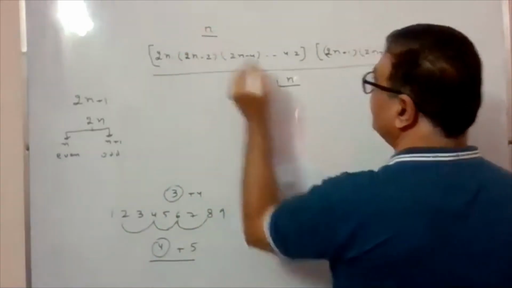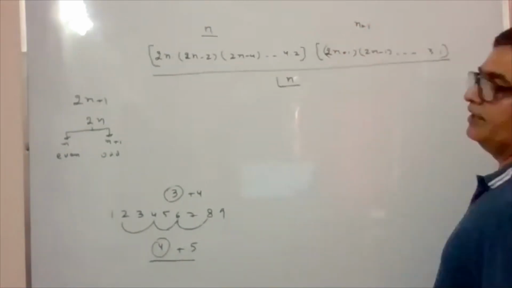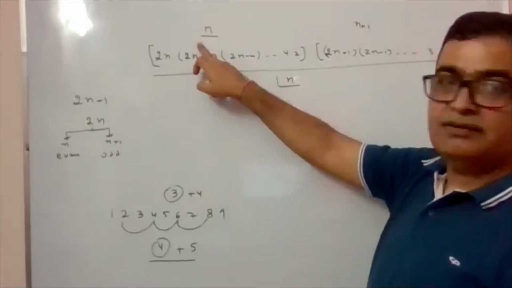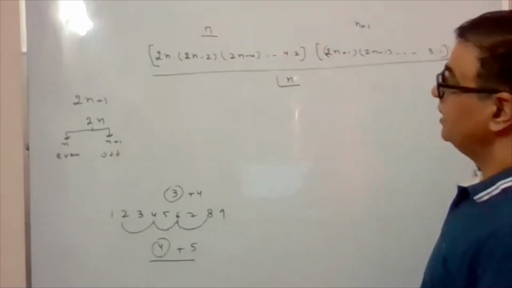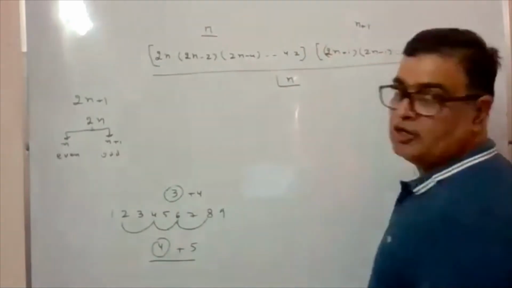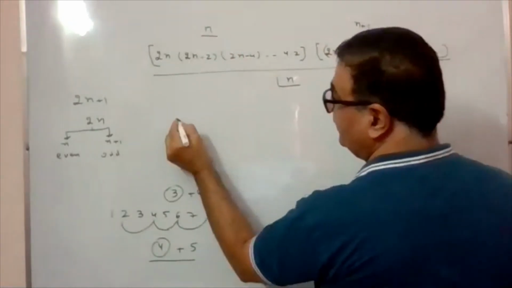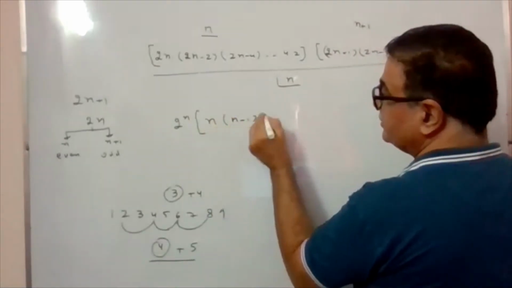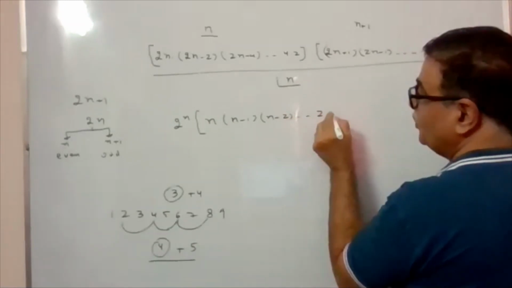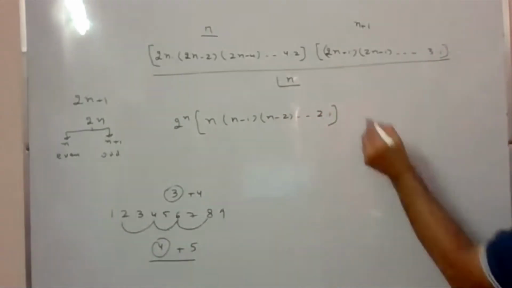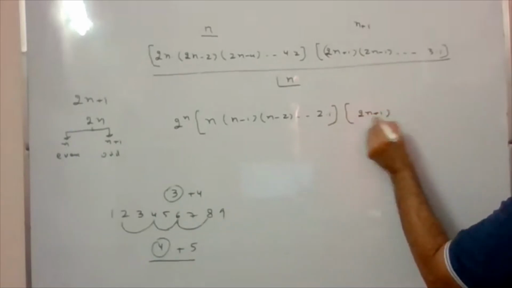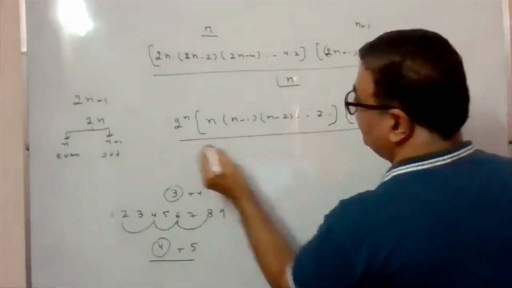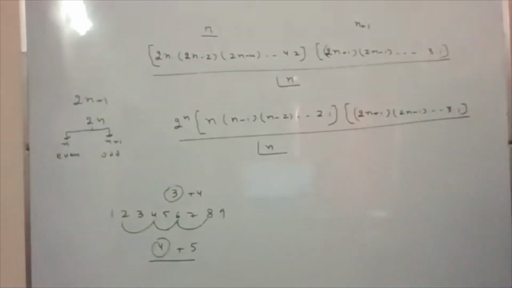So here there will be n terms, and here n plus 1 terms. n and n plus 1, total will be 2n plus 1. So it is n terms here, it is n plus 1 terms here. Now, in this, everywhere 2 will be common, so how many 2s will go out? 2 power n goes up. Left is n, n minus 1, n minus 2 till 2 and 1. And here we get 2n plus 1, 2n minus 1 till 3 and 1, whole divided by factorial n.